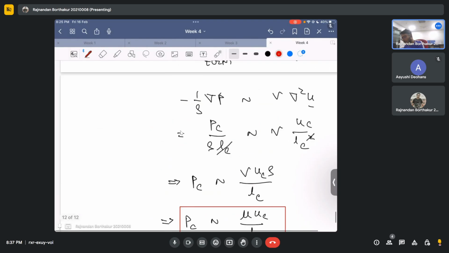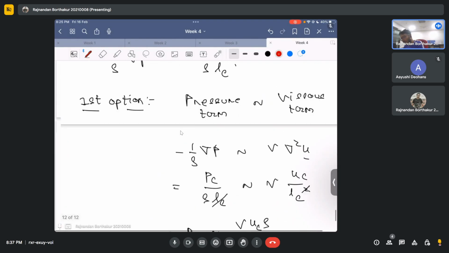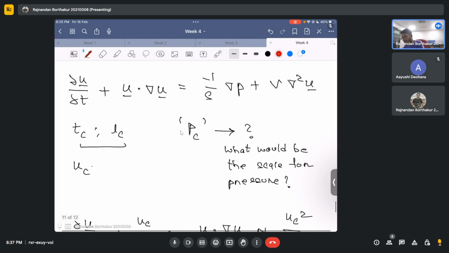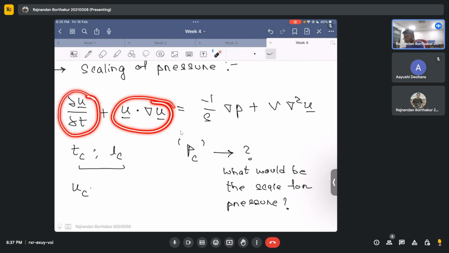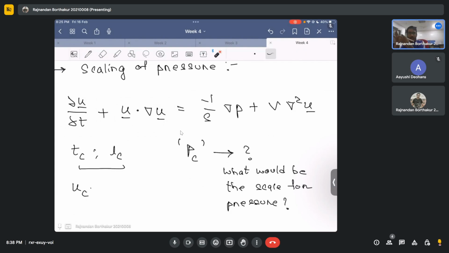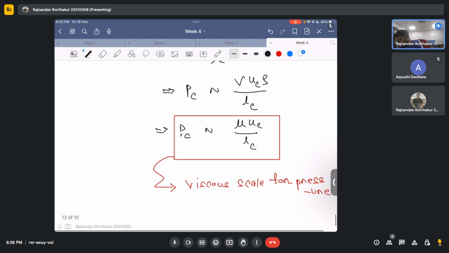All right. So what is the second option then? If my pressure can scale as a viscous term, what is the other term with which my pressure term can scale? It can scale as this advection term, or any of these two terms. Okay. So now the idea is that if my pressure now scales as this advection term, let's see what we get. Okay, so this is the second option.